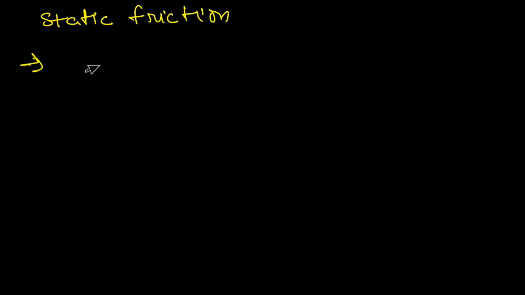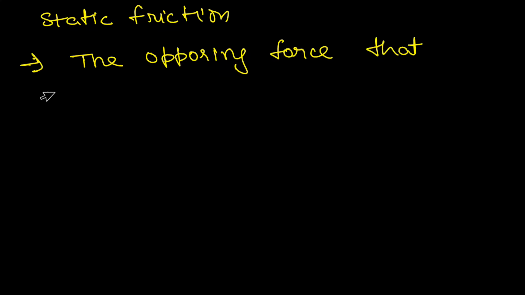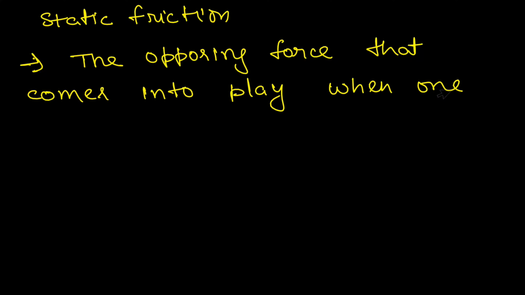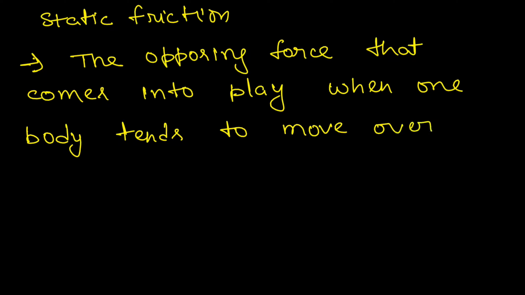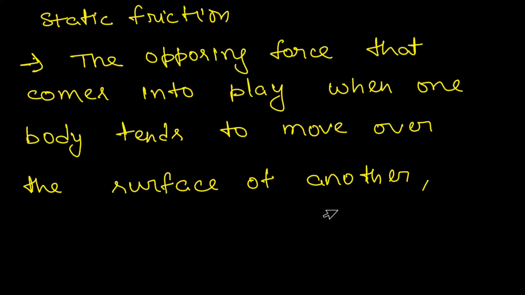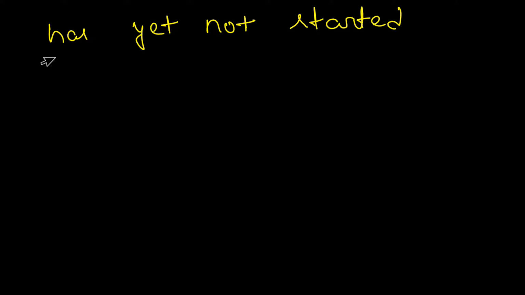So static friction is defined as the opposing force that comes into play when one body tends to move over the surface of another, but the actual motion has not yet started. It's called static friction.